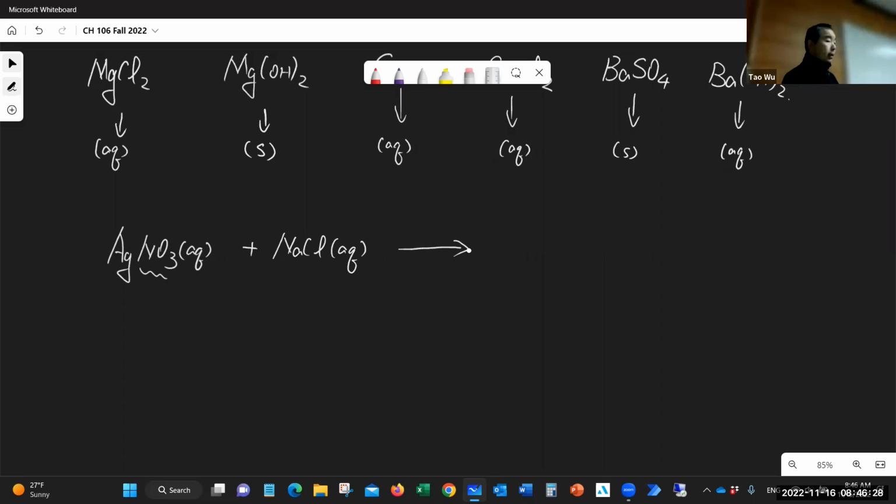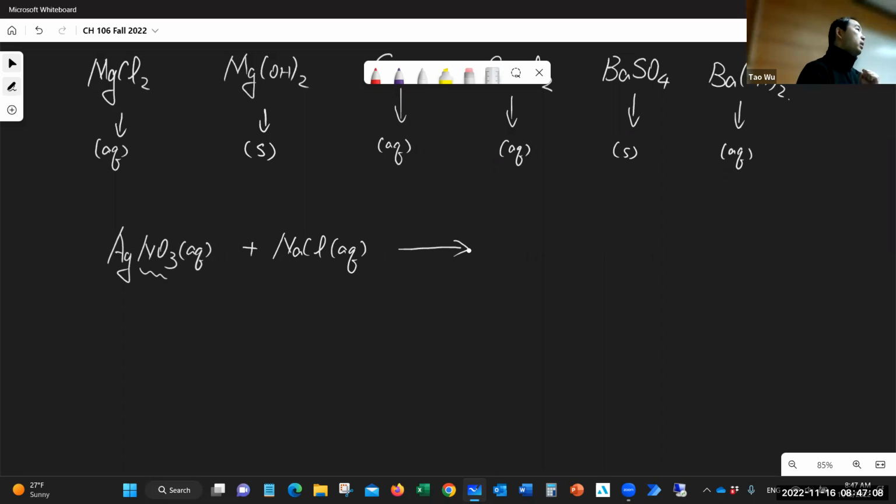Okay, let's come back. The next part is, how do we determine what happens if I give you two solutions? Not all solutions will have a precipitation reaction. If you mix two random solutions together, something may or may not happen. Here I'm giving you two solutions and telling you this is a precipitation reaction. How do we write the products of the precipitation reaction, and which one is the precipitate? This is what we're going to talk about.